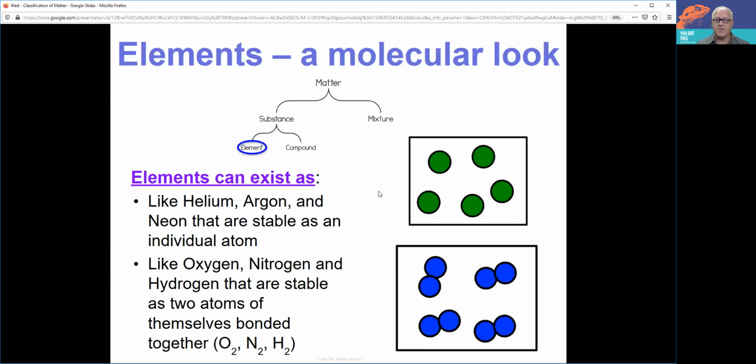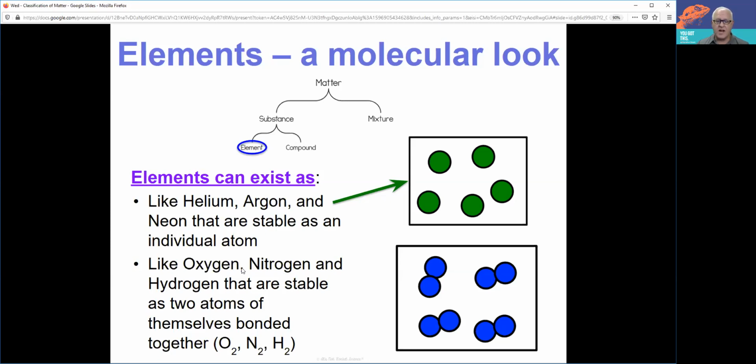If we look at elements from a molecular standpoint, elements can exist like helium, argon, and neon that are stable as individual atoms. We call those the noble gases. They're in group 18 on your periodic table.